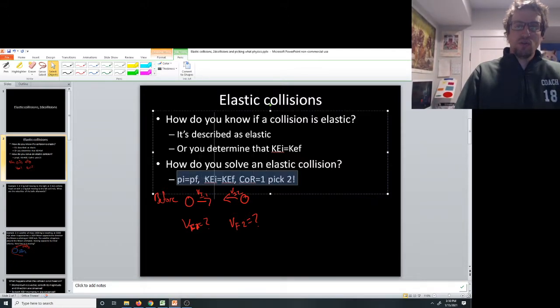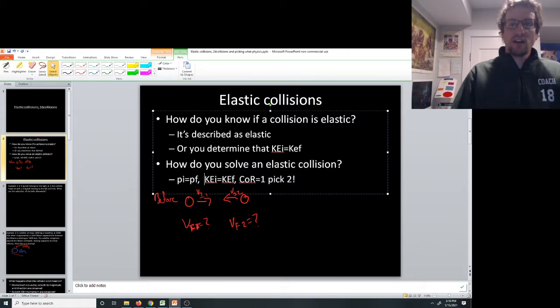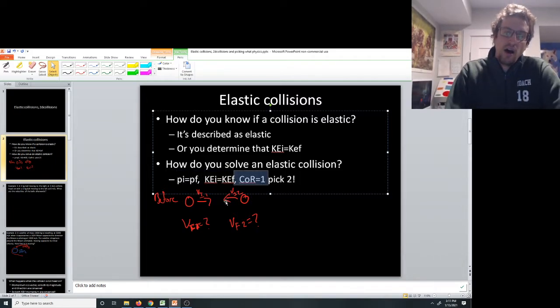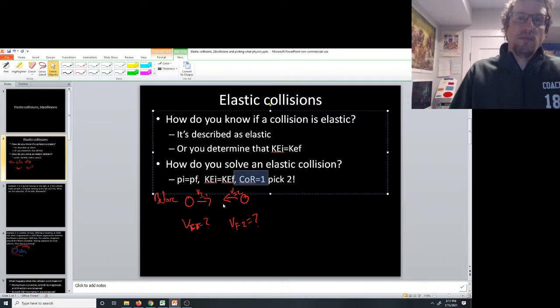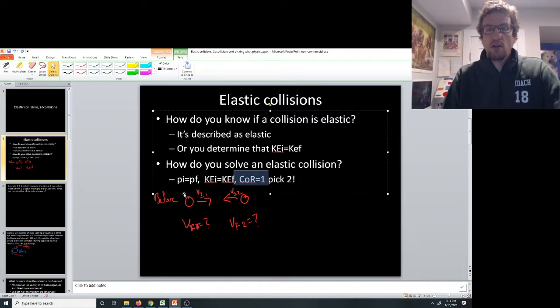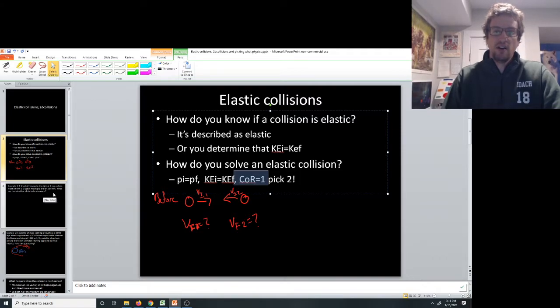How do you solve an elastic collision? You pick two of these three equations: momentum initial equals momentum final, kinetic energy initial equals kinetic energy final, and coefficient of restitution equals 1. I always pick the first two because they're more versatile. This one works if it's in one dimension only, but you do what you want to do. I'm going to exclusively use these two. I think the algebra is slightly easier if you use coefficient of restitution equals 1, but a lot of the time I am using Wolfram Alpha to do the actual math for me, so I'm not too worried about the math here.